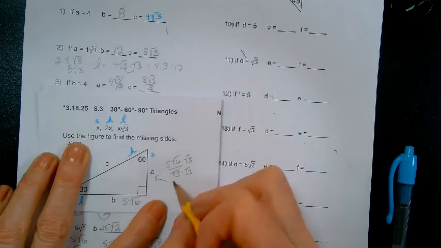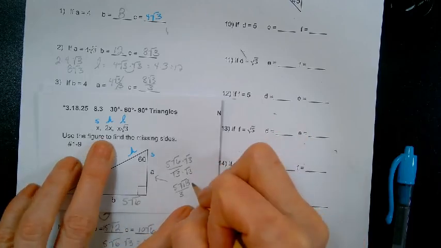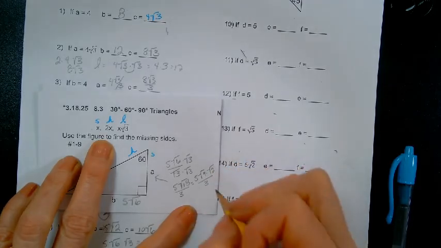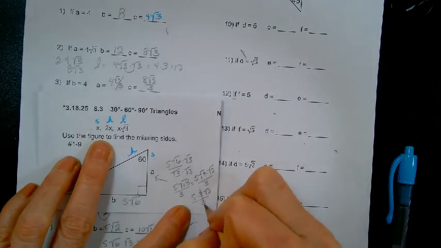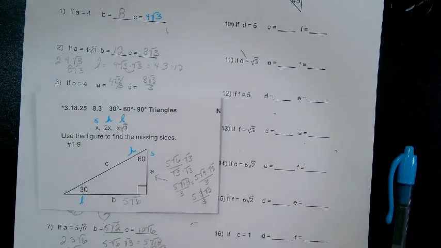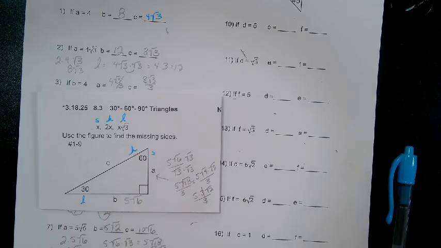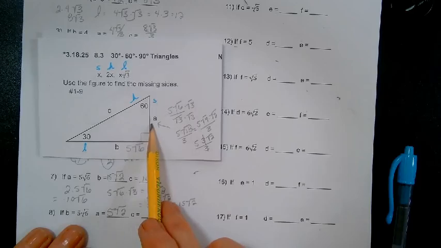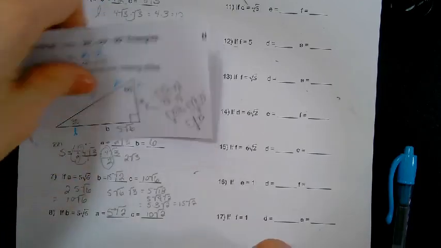We get 5 rad 18 over 3. Need to simplify this. This is 5 rad 9 times rad 2 all over 3. This becomes 5 times 3 rad 2 over 3. Let's cancel those 3's, and we get 5 rad 2. So if B equals 5 rad 6, if I divide it by rad 3, I get 5 rad 2. Okay, so we found the short side is 5 rad 2. Now to find the hypotenuse, double it. 10 rad 2. Number 9.